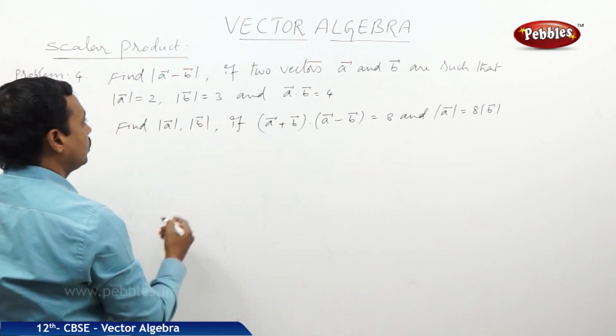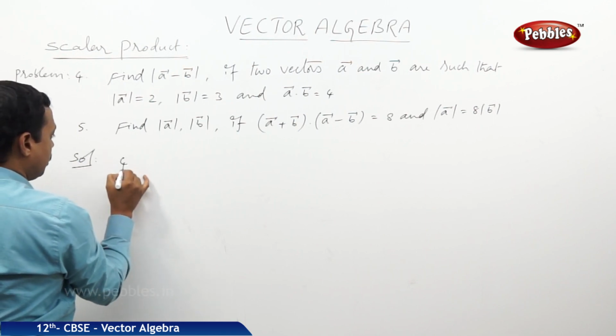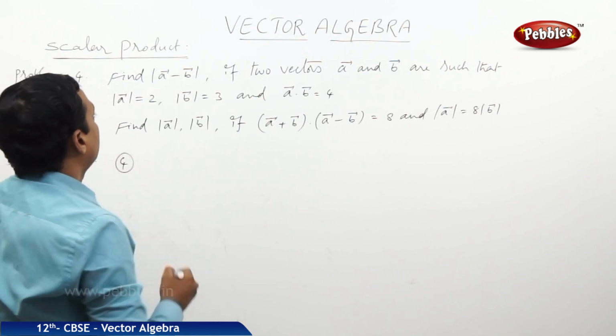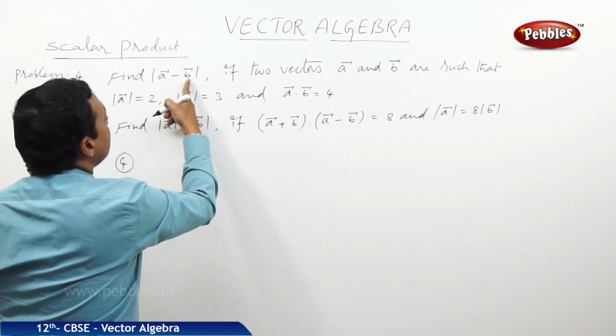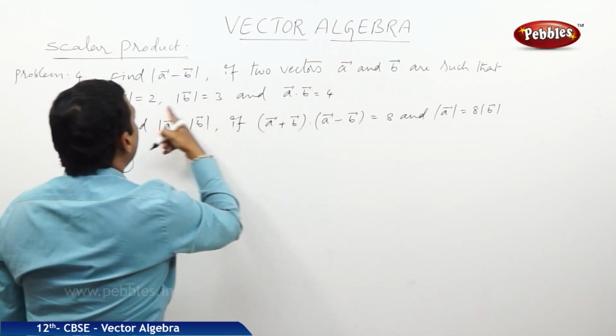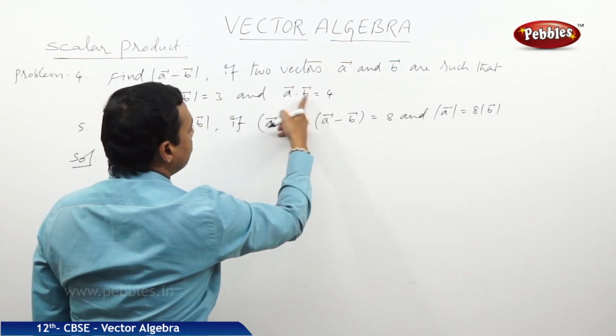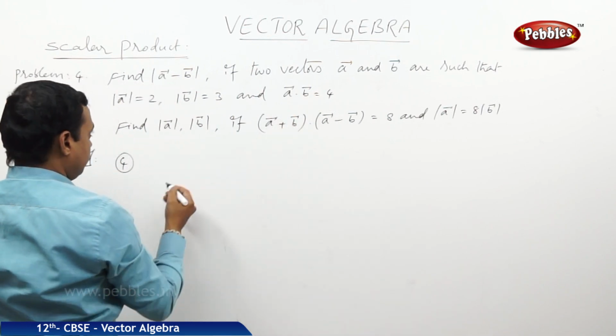And the fifth one. Okay, let us see the fourth one first of all. Solution to the fourth one. Find modulus of a minus b vector when mod a is equal to 2, mod b equal to 3 and dot product of the two vectors is equal to 4 given.